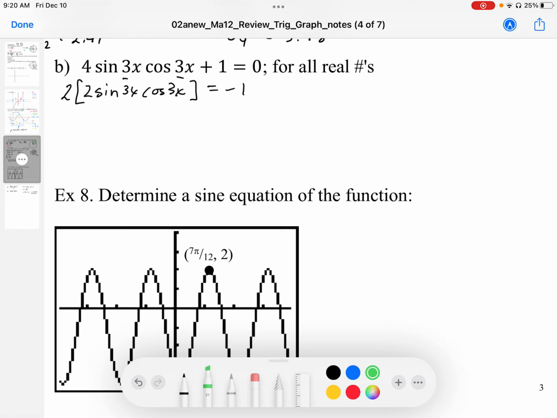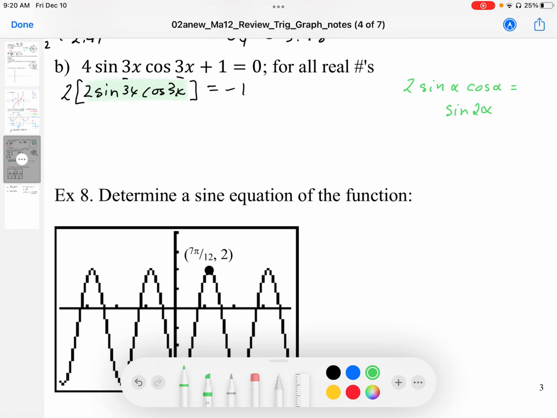But what's happening here is this is actually an identity. Okay, and if it's hard to see, I'm going to rewrite that identity. We often see it like this: 2 sine alpha cos alpha, and that's equal to sine 2 alpha. Okay, so this is an identity.